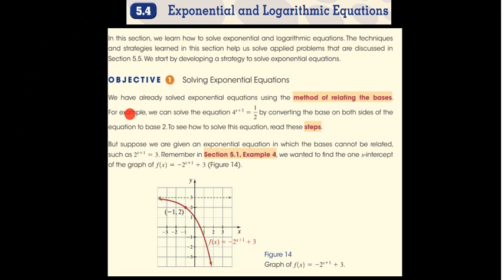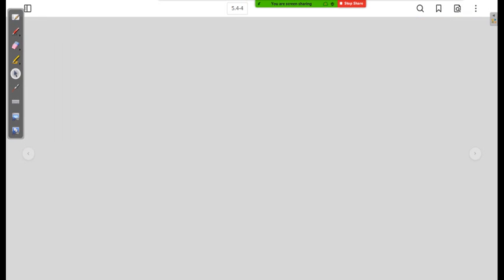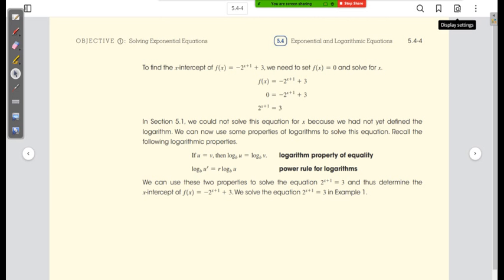For example, we can solve this equation, which we did similarly, by relating the bases. But suppose we're given an exponential equation in which the bases cannot be related, such as 2 raised to the x plus 1 power is equal to 3. Okay, well, how in the world do we solve for that x if we can't relate the bases? And of course, we're going to figure that out momentarily. And it's super duper easy. I'm telling you, it's really easy, guys.